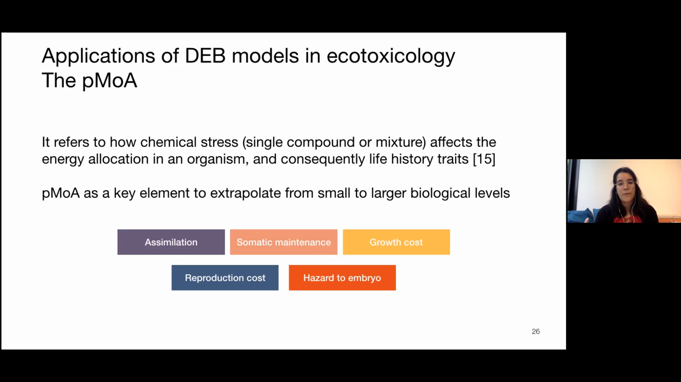So for instance, in the exposure, usually what we can see in juveniles or in embryos is that after they're exposed to a chemical stress, the energy that is channeled for growth has to be partly channeled for detoxification processes. So exposed animals will grow less than unexposed ones. So these are the 5 different types of physiological mode of action that can be depicted with depth models.